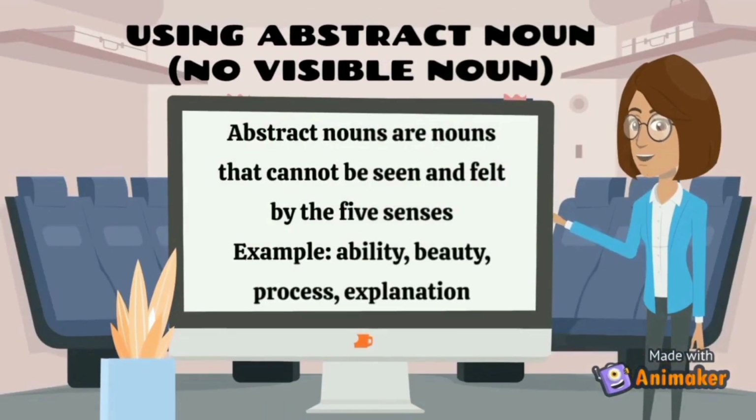Using abstract nouns, no visible noun. Abstract nouns are nouns that cannot be seen and felt by the five senses. Examples: ability, beauty, process, explanation.